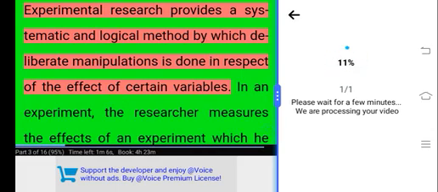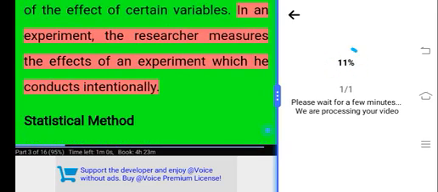Experimental research provides a systematic and logical method by which deliberate manipulation is done in respect of the effect of certain variables. In an experiment, the researcher measures the effects of an experiment which he conducts intentionally.